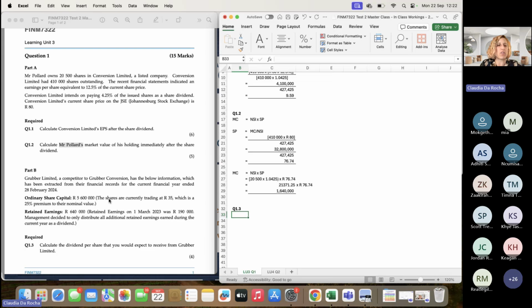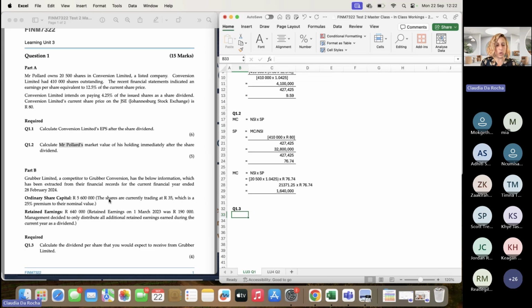Ordinary share capital is 5.6 million. The shares are currently trading at 35 Rand, which is a 25% premium to the nominal value. Retained earnings is 640,000. Retained earnings on the 1st of March 2023 was 190,000. Management decided to only distribute all additional retained earnings earned during the current year as a dividend. So we must understand from the information that the retained earnings value here is a balance as of the 20th of February 2024, and they only want the current year. Therefore, we must take out the 190.